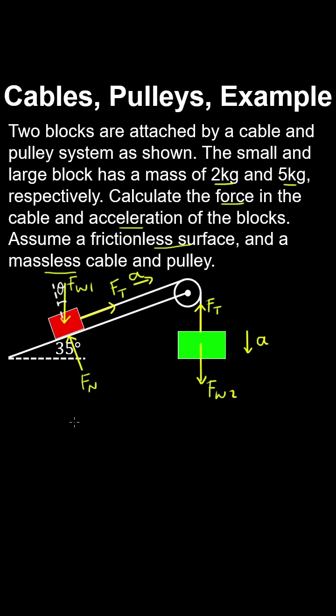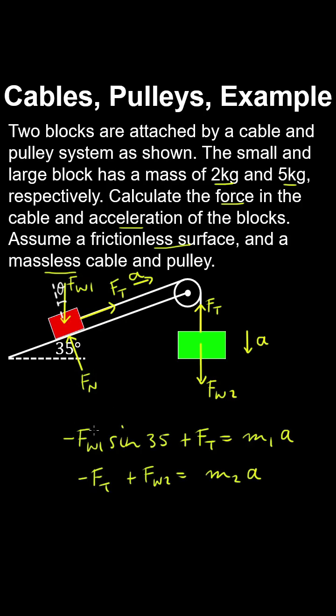Applying Newton's second law to the first block, and applying Newton's second law to the green block, now you can substitute for the force of weight of block 1 and 2, add the equations together to eliminate the tensile force, find the acceleration, and then substitute it into either equation to obtain the tension force in the cable.